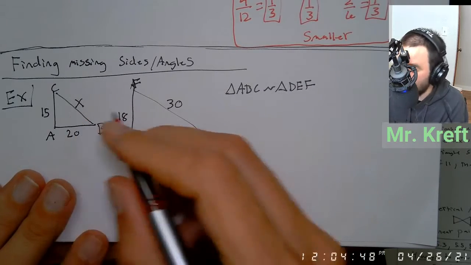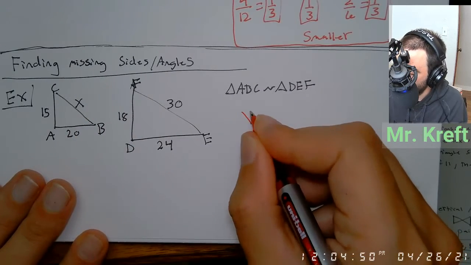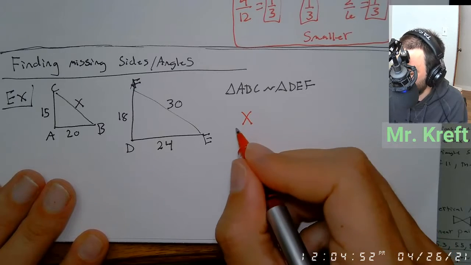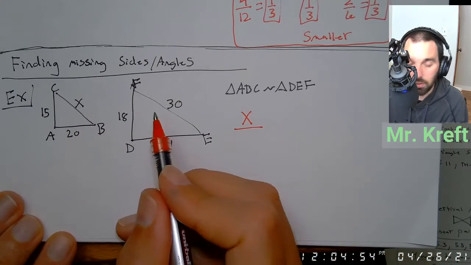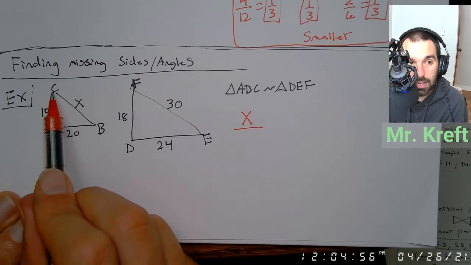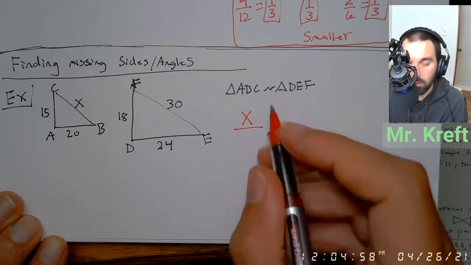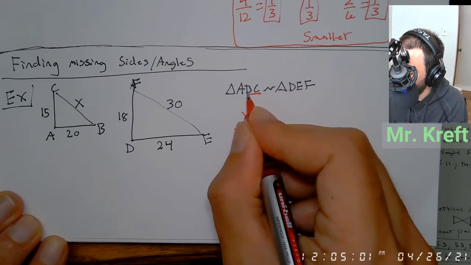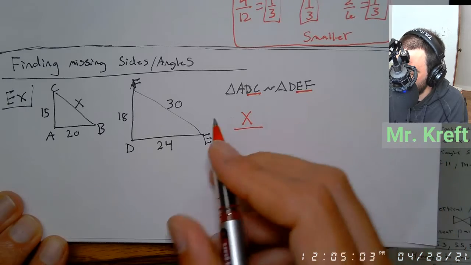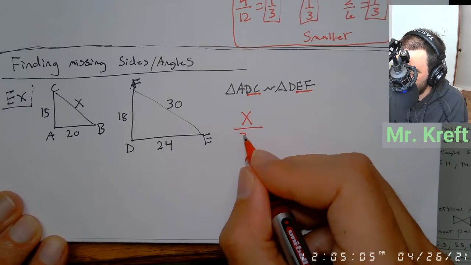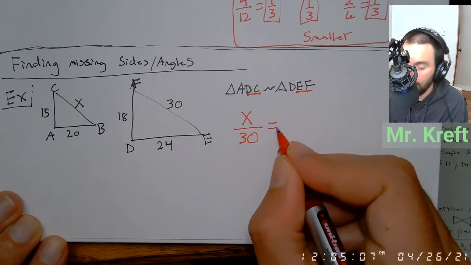So always start with the side that you're looking for. And then we want to find what side it's corresponding to. So in this case, we're going to have segment CB. I look, CB is the last and the second. So the last and the second is FE. So that's going to be X with 30.